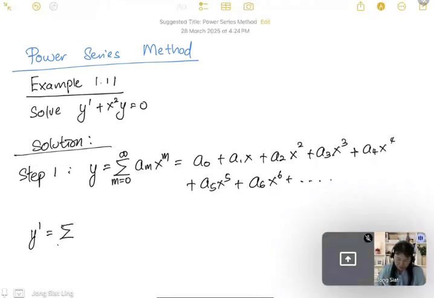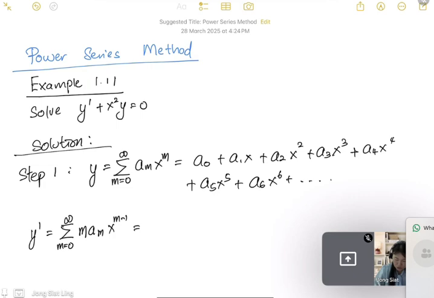So what will you get? That is the sum of m from 0 to infinity. You differentiate the am x power of m, and you get m am x power of minus 1. Okay? So the m is starting with 0. If m equal to 0, based on this formula, m x power m minus 1 will get 0. So you start with m equal to 1. So if you have m equal to 1, that one will be a1 plus 2a2 x power of 0 plus 3a3 x power of 2.